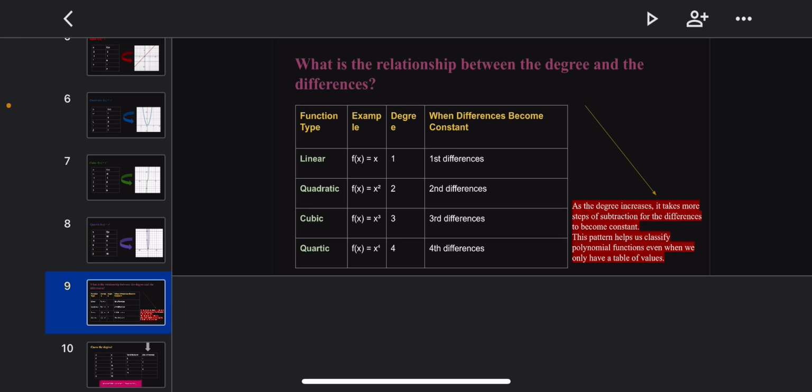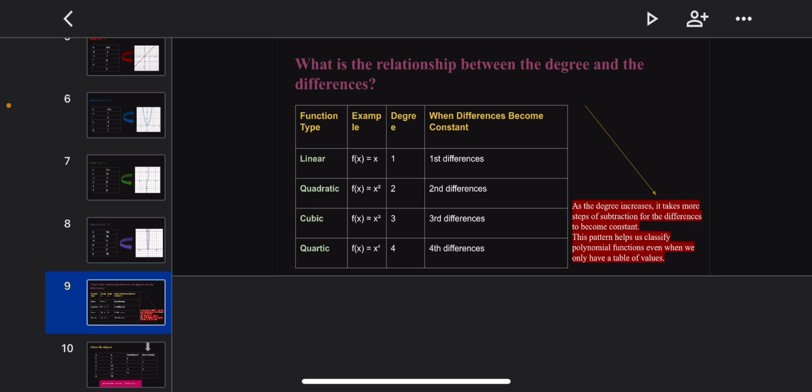Next. What is the relationship between the degree and the differences? Notice this table. The linear function has a degree of 1, and the differences become constant at the first difference. Quadratic, the differences become constant at the second differences. Cubic, differences become constant at the third differences. Quartic, differences become constant at the fourth differences.